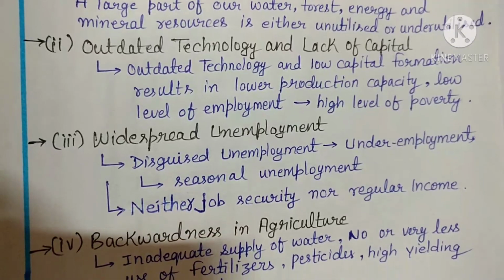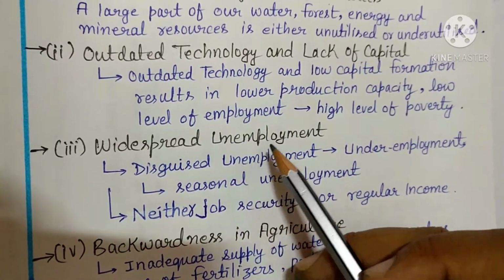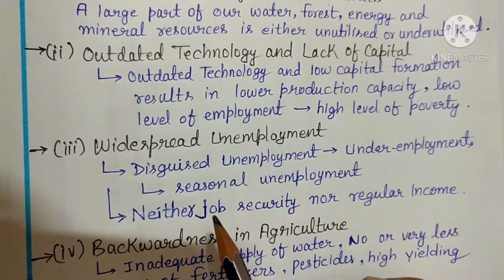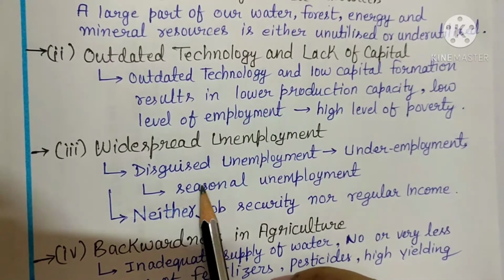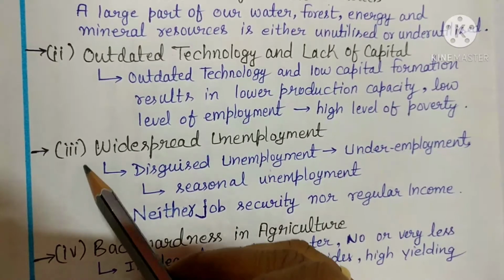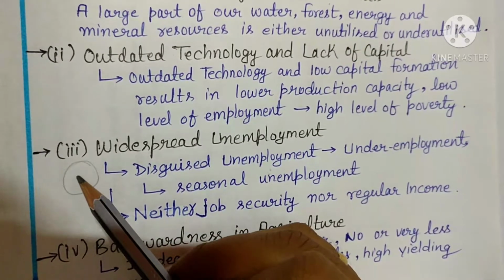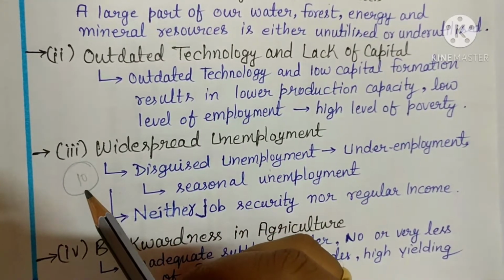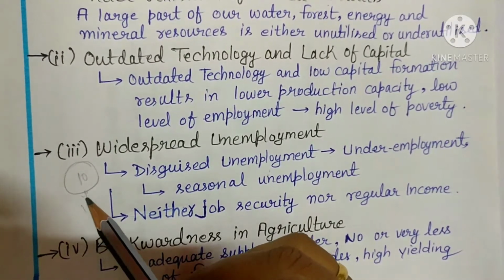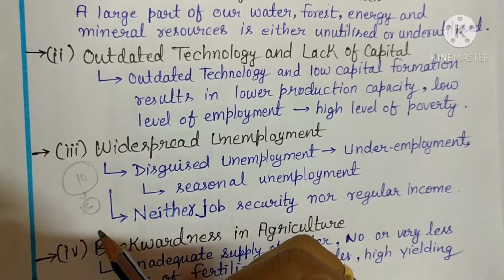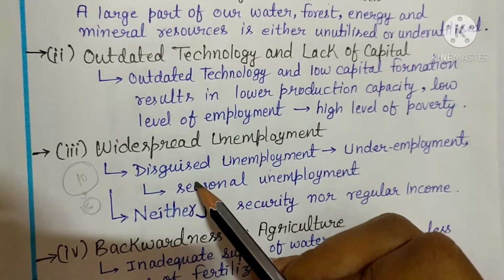Then comes widespread unemployment. There are different forms of unemployment in India, like disguised unemployment. Disguised means hidden unemployment. In a place of work where 10 people are needed, actually 15 people are already engaged. So these 5 people are hidden unemployed, or we can call them disguised unemployment.